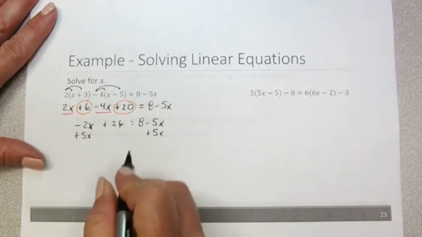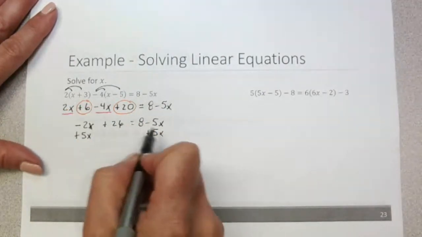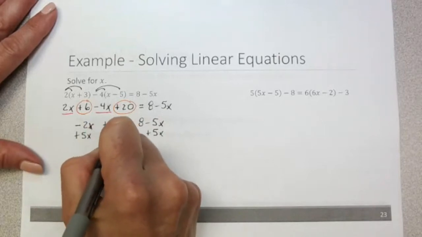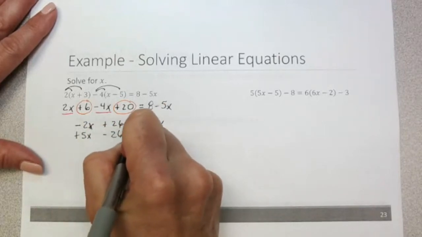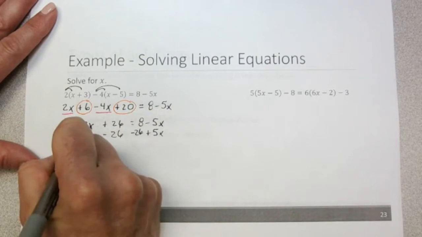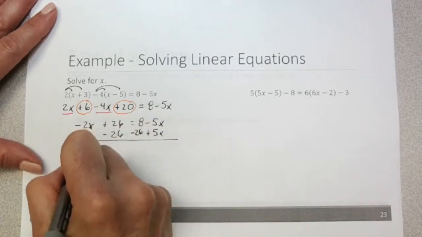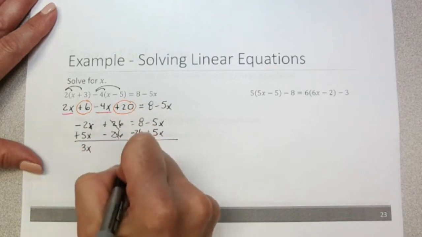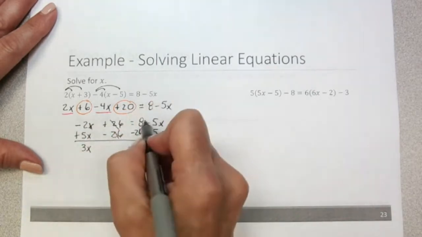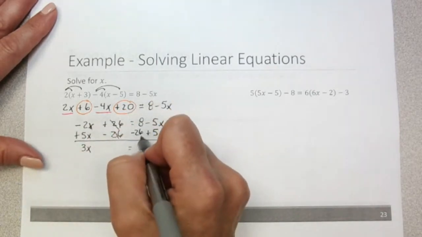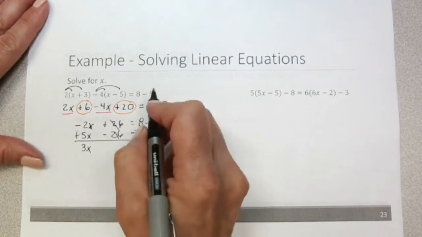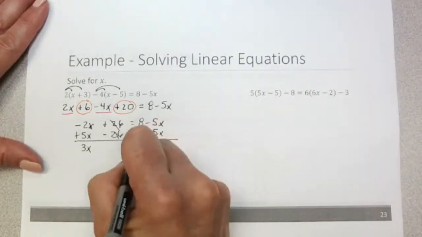And I can do this all at the same time. I know I'm going to need to move the 26 over to the right, so let's subtract the 26 at the same time. -2x plus 5x, of course, is 3x. These guys add out. The 3x is equal to 8 minus 26. Well, 8 minus 26 is -18.